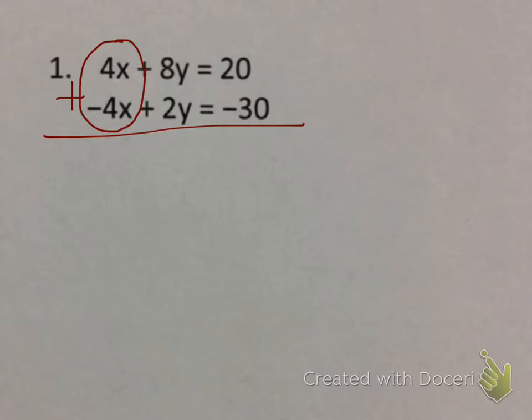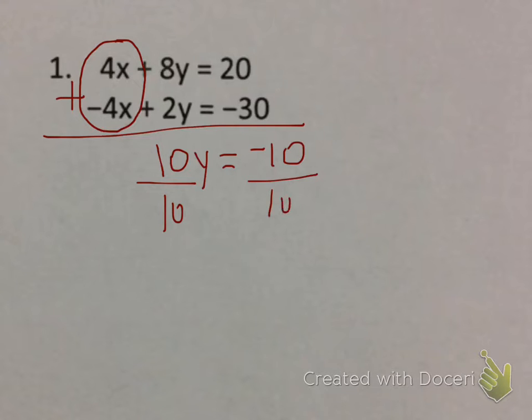4x minus 4x is 0, so I don't have to show any x's there. 8y plus 2y is 10y. And then 20 minus 30 is a negative 10, or 20 plus a negative 30, however you want to say that. When I added straight down there, I got one of the variables to cancel, which is how the elimination method works. And so then I just need to continue to solve it for the variable, in this case, the y. So to get y by itself, I'm just going to simply divide both sides by 10. That's going to get y by itself, and I get y equals negative 1, because negative 10 divided by 10 is a negative 1.